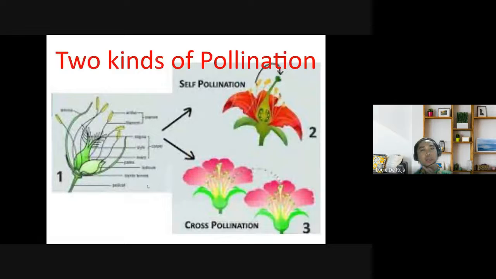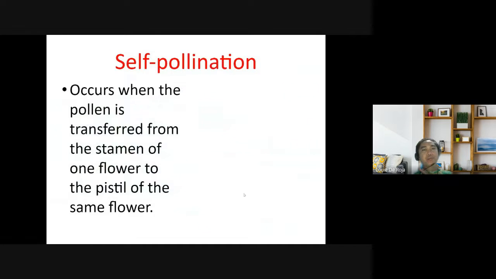So two kinds of pollination. We have self-pollination and cross-pollination. So ano po yung self-pollination? So when we say self-pollination, it occurs when the pollen is transferred from the stamen of one flower to the pistil of the same flower. Kumbaga isang puno lang siya. And yung puno na yun maraming flowers. Kumbaga nagpapalitan lang sila ng pollen grain. Yun po yung tinatawag natin self-pollination. Isang tree lang po na maraming flowers at nagpapalitan ng pollen grain.